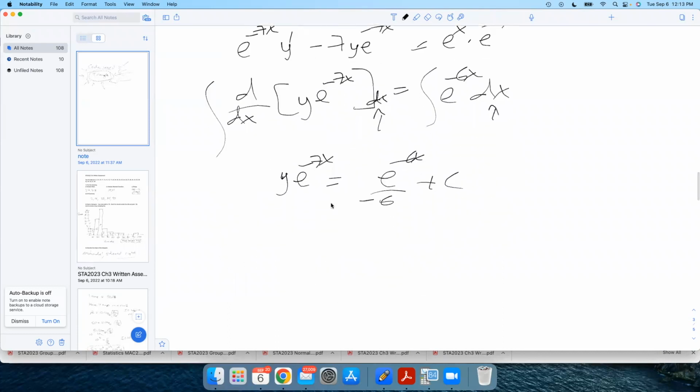Then let's write this in explicit form. Let's multiply both sides by e to the +7x. So that would give me just an e to the x over 6 plus c e to the -7x.